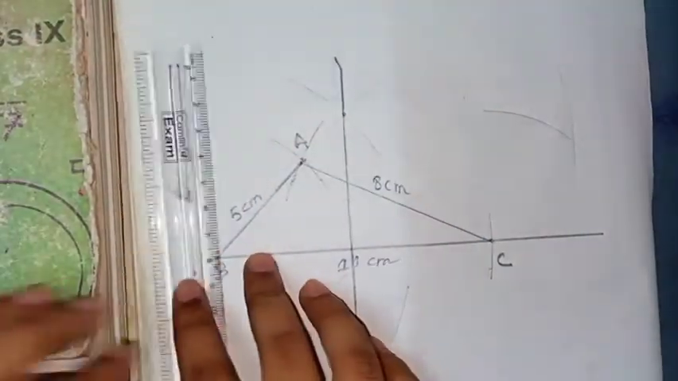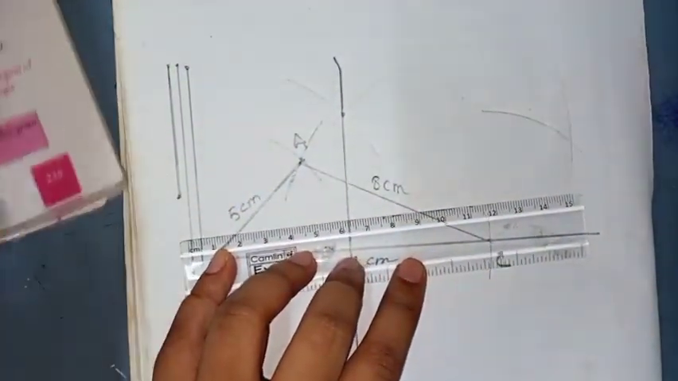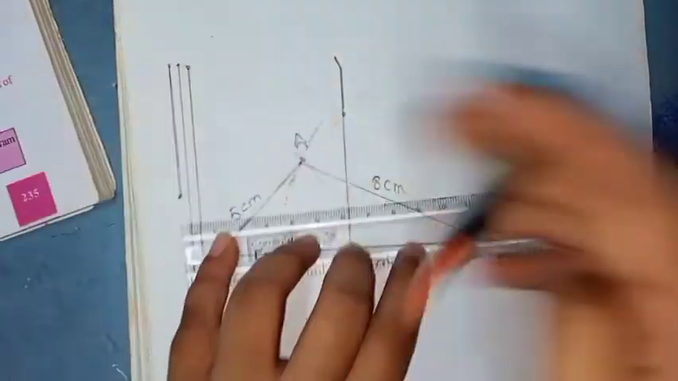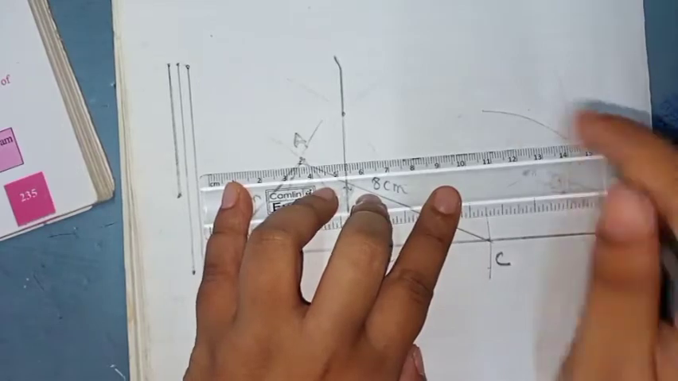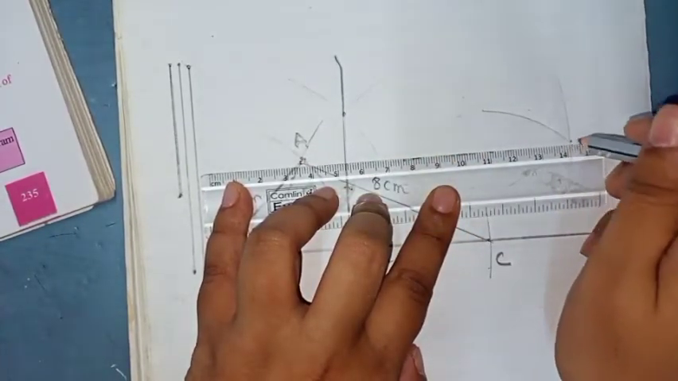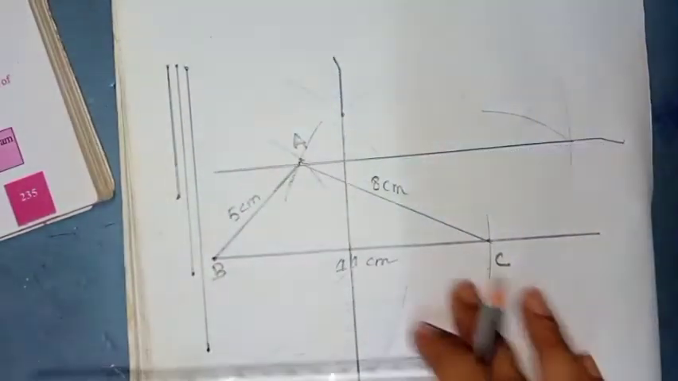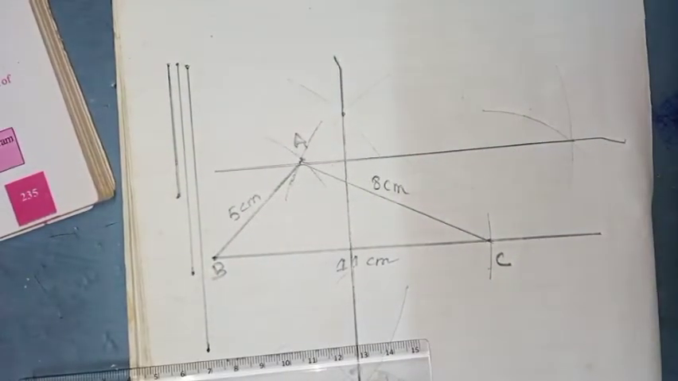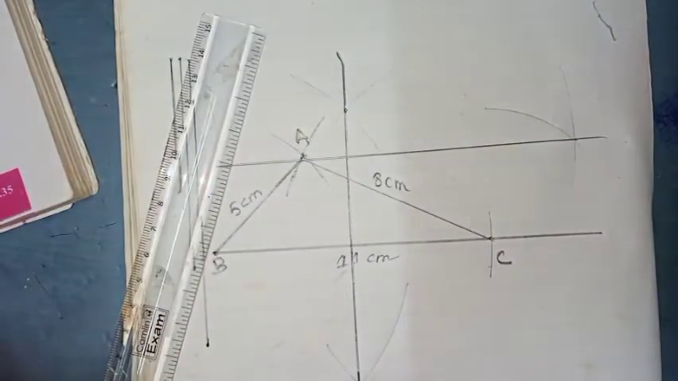After the two points intersect, you will draw from A to this much. You will draw one line. Now they are telling you one more thing.